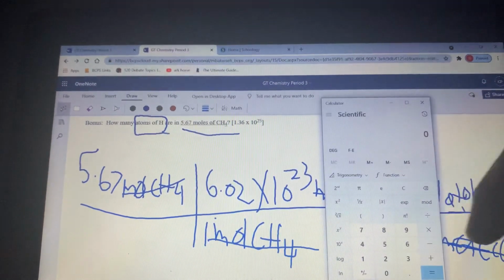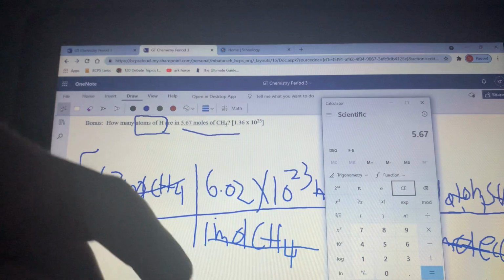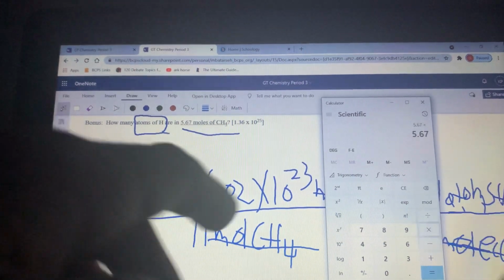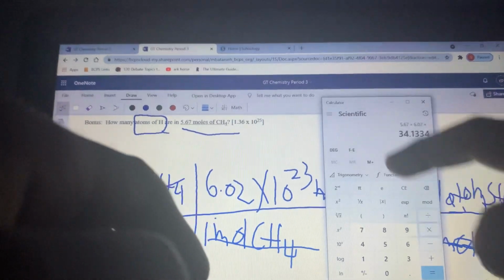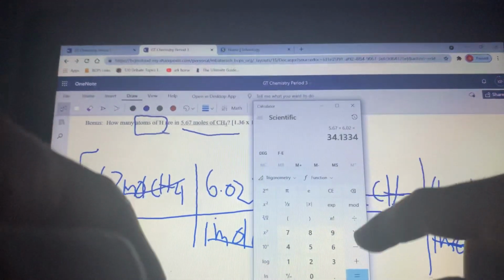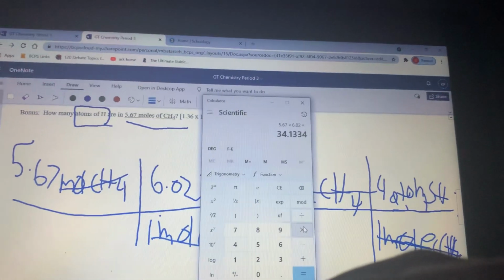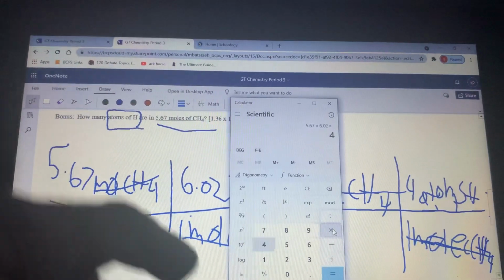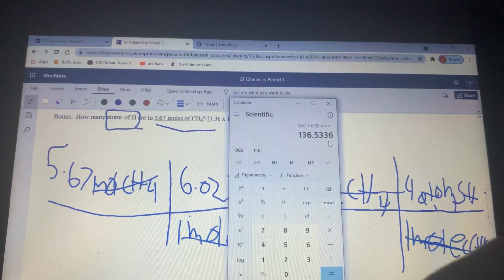So we do 5.67 times 6.02 on top, and times, it's over here, 4. Multiply by 4. And we don't have to divide by anything, so we're just left with 136.5336. But remember, the times 10 to the 23rd transfers over.